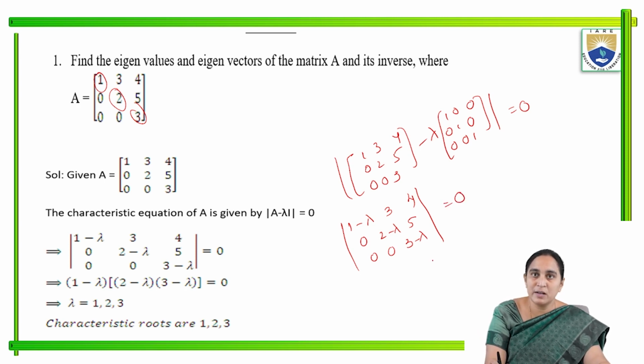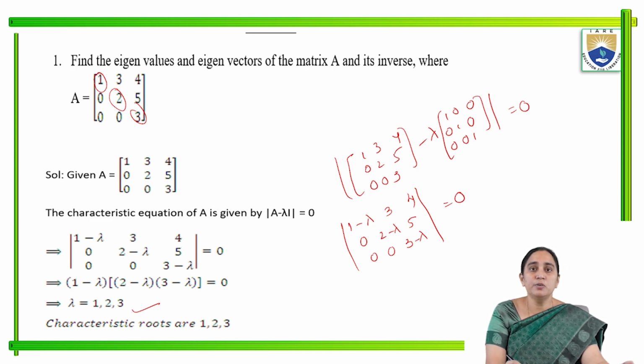For that we find the determinant value. It gives (1 minus lambda)(2 minus lambda)(3 minus lambda) equal to 0. Equating with 0, the eigenvalues are lambda equal to 1, 2, 3. Therefore the characteristic roots or eigenvalues are lambda equal to 1, 2, 3.